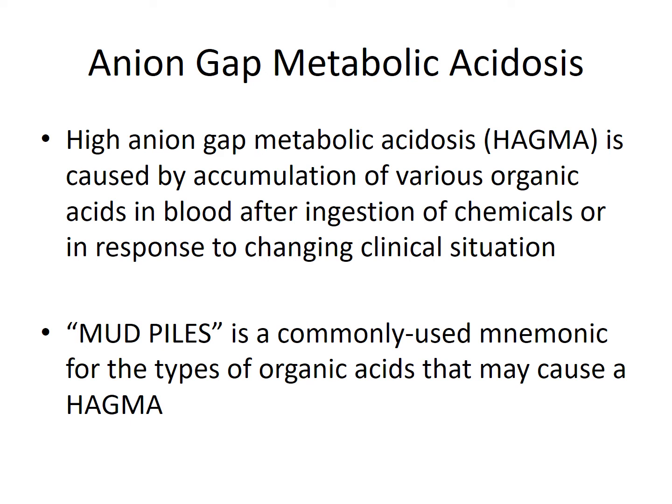Personally, I learned the mnemonic MUDPILES to help me remember the most common causes of HAGMA. There are certainly other mnemonics. You may have learned a different one. They are all designed to help you remember the types of organic acids that might be causing the metabolic acidosis. I don't know that any one mnemonic is better than another, and I suggest you just go with what you've learned.